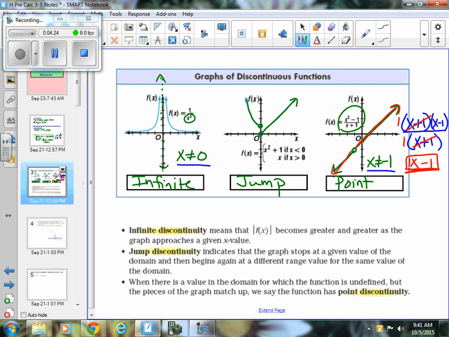And look what happened at the point. That was something you could remove, right? I divided out the x plus 1s. That was a removable discontinuity, meaning you don't have an asymptote.